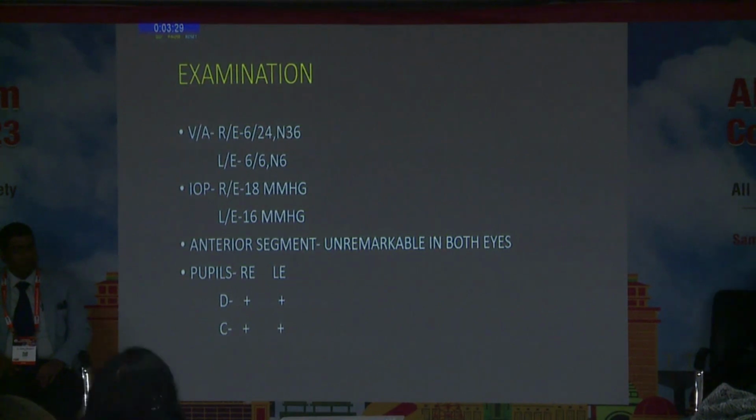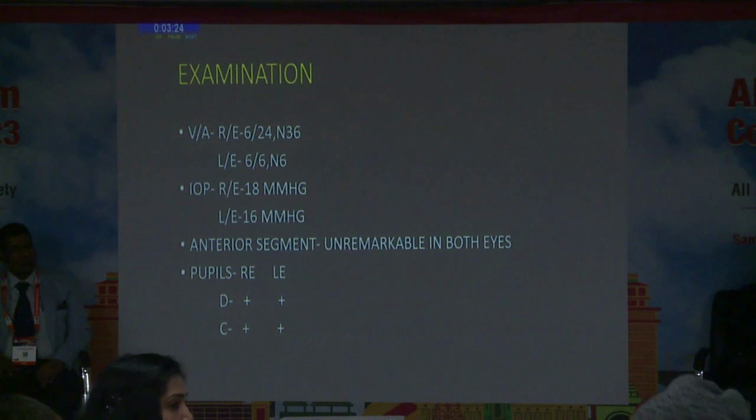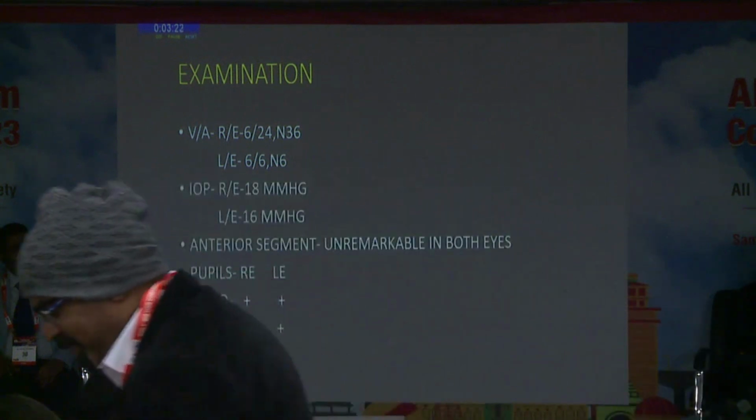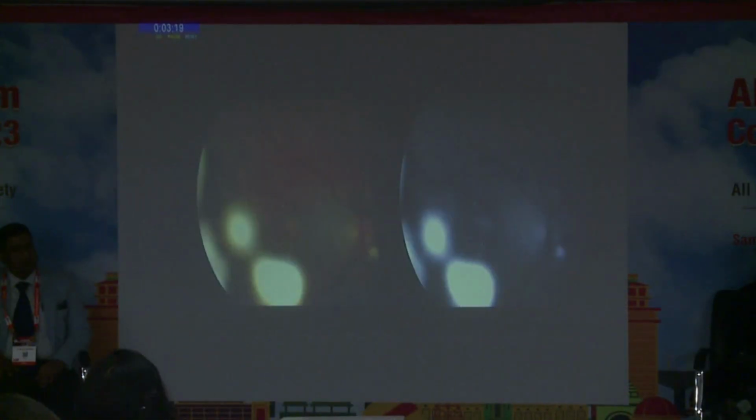On examination, the visual acuity in the right eye was 6/24, N36, and in the left eye it was 6/6, N6. The pressures were normal, and the anterior segment was unremarkable in both eyes. On posterior segment, you see tortuosity and dilatation of the vessels in both superior and inferior quadrants. You see some yellow subretinal deposits, and some floating white vitreous spheres.